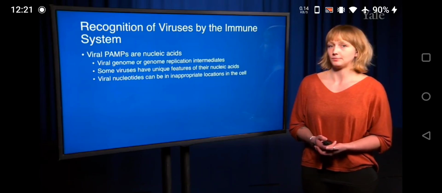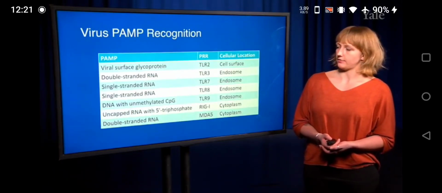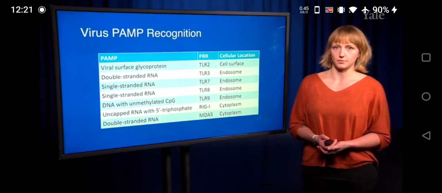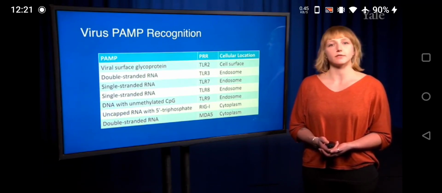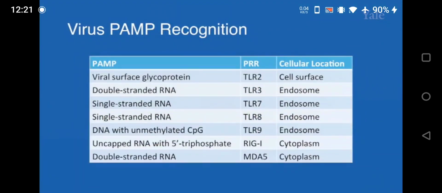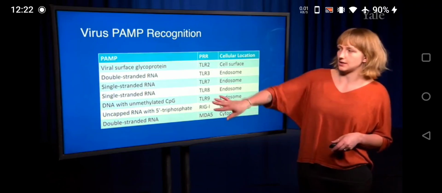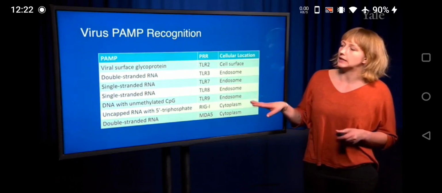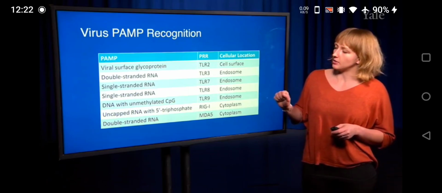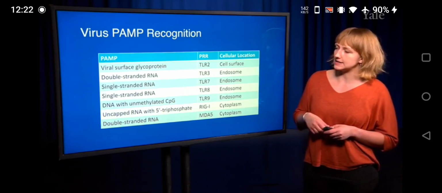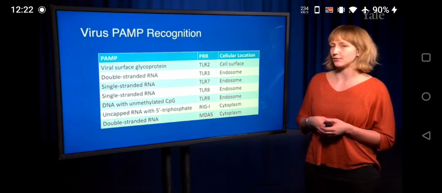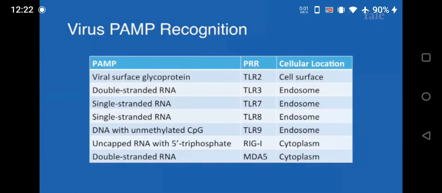Now here's a list of various different pattern recognition receptors, or PRRs, that recognize different viral PAMPs. So for example, you can see here that a majority of the pattern recognition receptors recognize a PAMP that is nucleic acids. So for example, we have our endosomal PRRs that recognize double-stranded RNA, single-stranded RNA, and modified DNA. We also have our RIG-I receptor, which recognizes uncapped RNA with a 5' triphosphate in the cytoplasm, and MDA5, which recognizes double-stranded RNA in the cytoplasm.